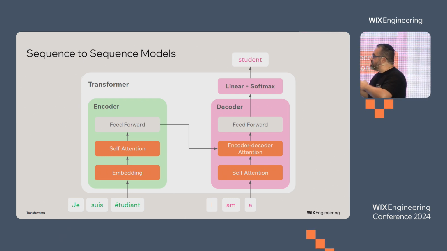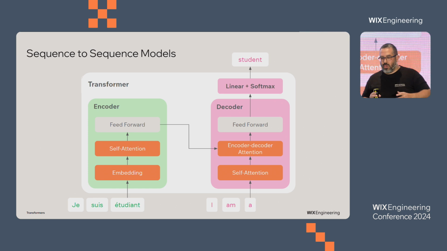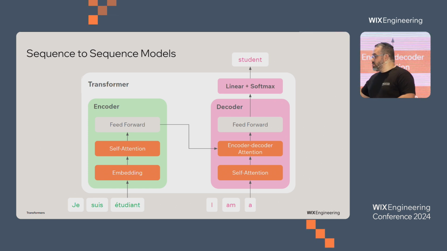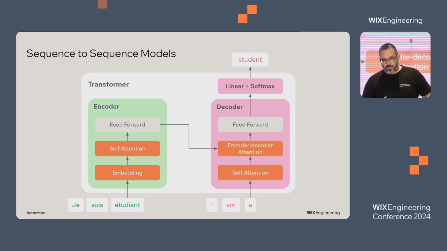If we take a deeper look inside the encoder and the decoder, we can see some of the functions or some of the transformations that occur. The first important block, which I'm going to be talking about in the next slide, is known as the attention block.